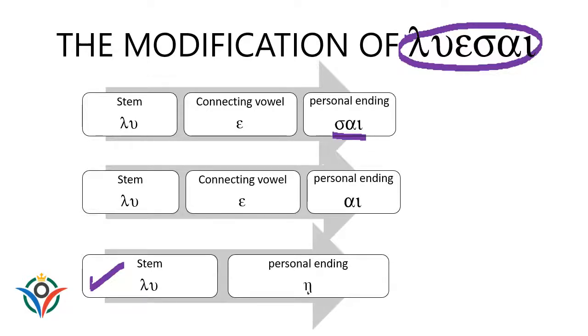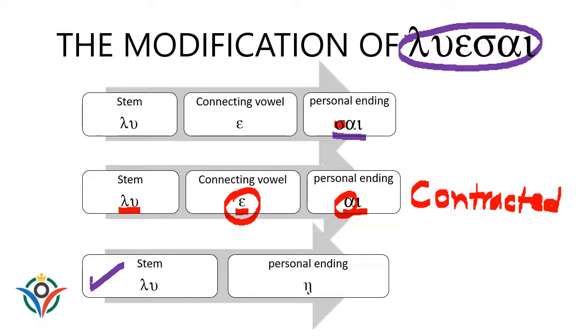Well, the first thing to understand is that in lueipsi, the sigma has dropped off. We are then left with the stem, lu, the connecting vowel epsilon, and the personal ending alpha iota. The second thing to understand is that the connecting vowel, the epsilon, and the vowel of the personal ending alpha have contracted.